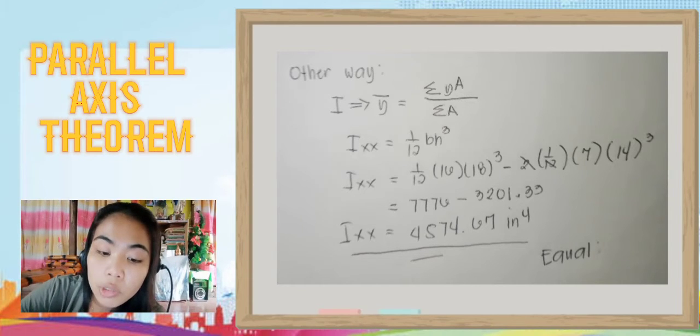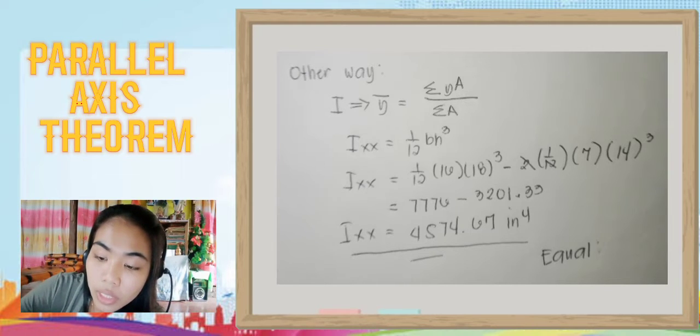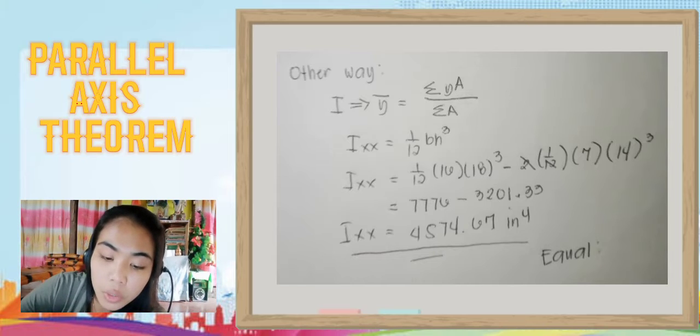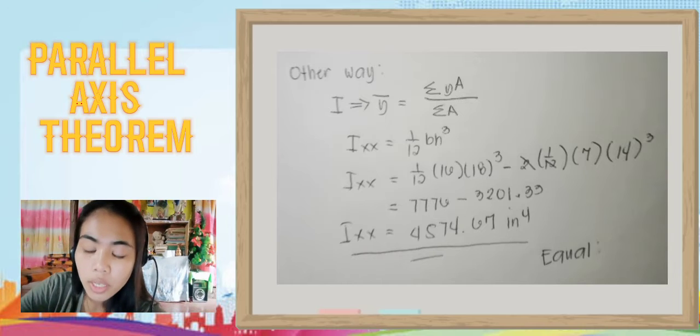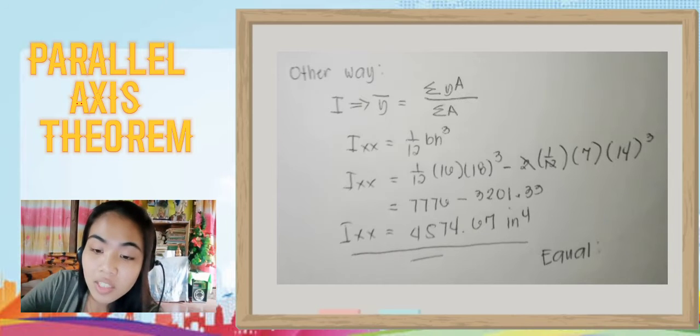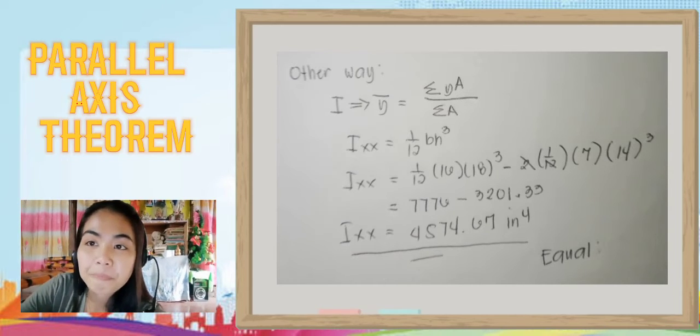It is still included in the big rectangle but no longer included in the letter I, because we are only looking for the letter I. So 2 times 1 over 12 times the distance here, 16 minus 2 is 14, divided by 2 becomes 7, times 14, the height here, cubed. So, equals 7,776 minus 3,201.33. So, our IXX is equal to 4,574.67 inches raised to 4, which is equal to what we solved earlier.